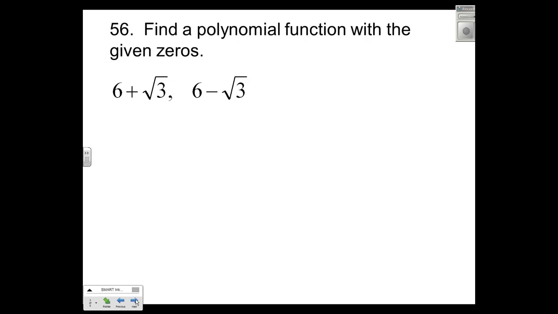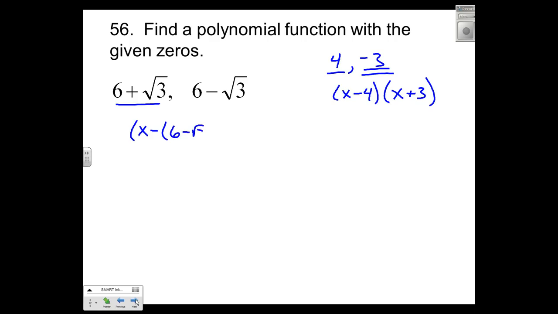Okay, find a polynomial function with the given zeros. Well, if I said that you were to find the polynomial function with these zeros, 4 and negative 3, I would hope that you would say, well, if 4 is a 0, then x minus 4 must be a factor. If negative 3 is a 0, then x minus negative 3, or x plus 3, is a factor. Therefore, if 6 plus root 3 is a 0, x minus that must be a factor. And if 6 minus root 3 is a 0, x minus that.